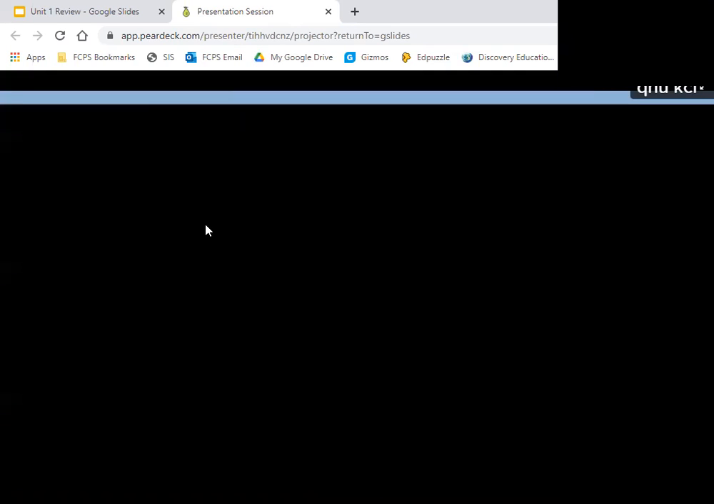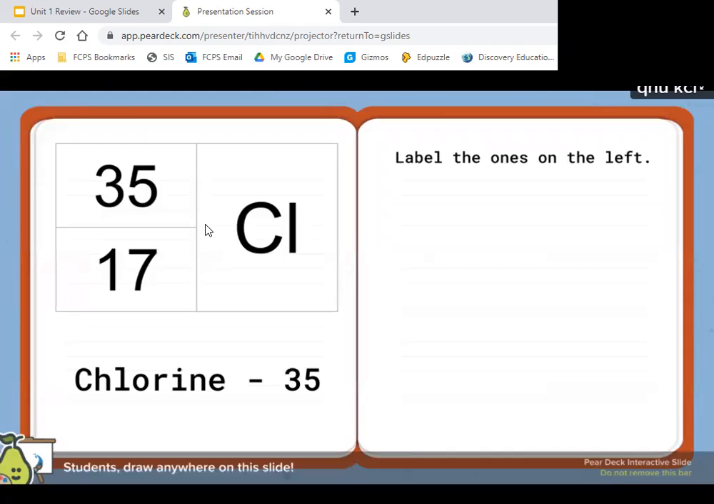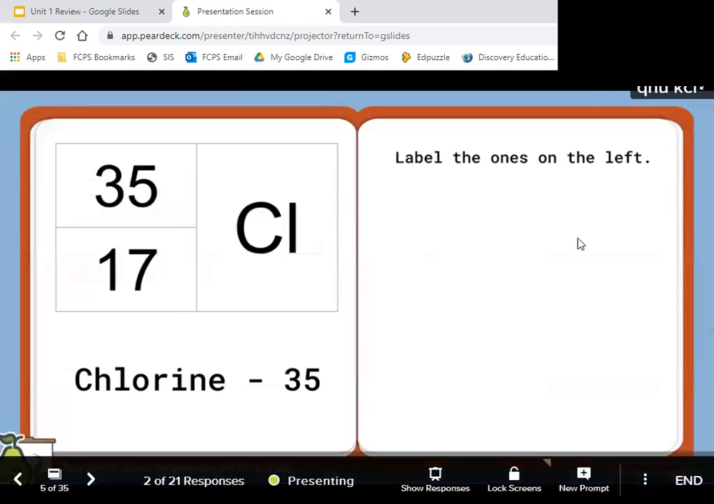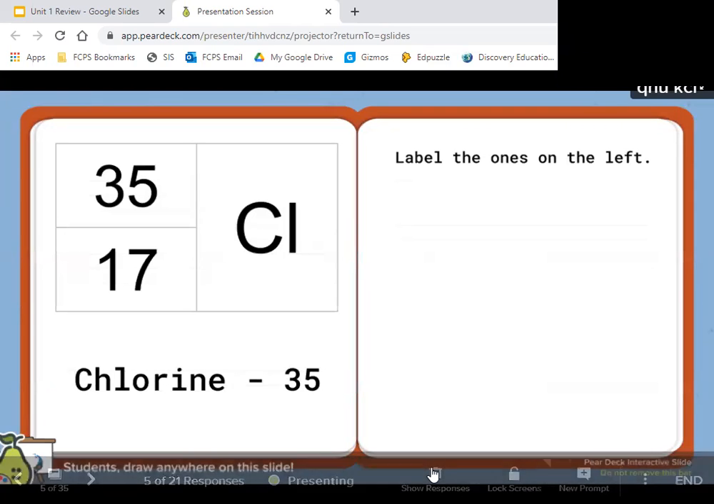So before we go on to anything in general, could you guys answer the following question? It should be on your screen. It says label one on the left. I would like you to label what these numbers represent with your own abilities. So don't look at any notes. Just try your best and answer those questions.